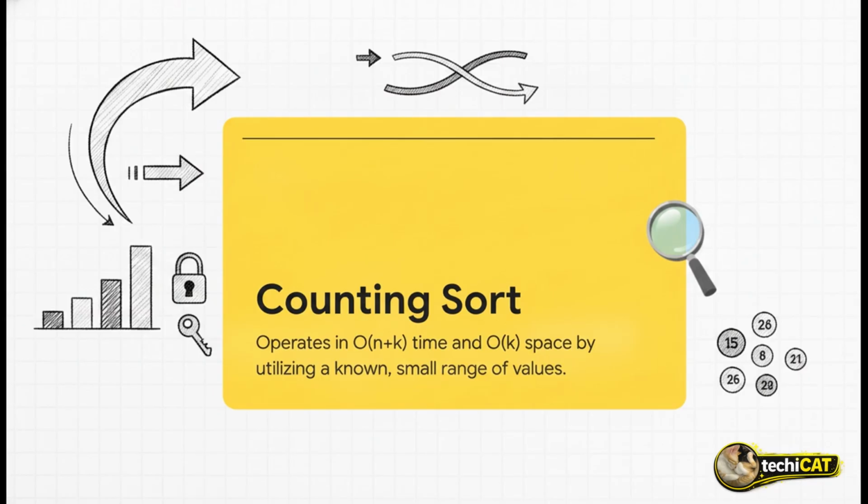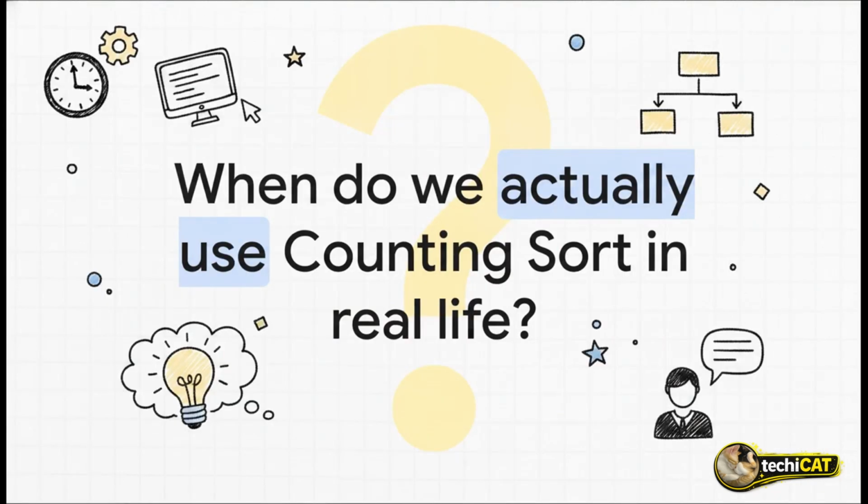But there is a catch. It can only do this under one incredibly strict condition. The range of input values, which we represent as k, must be known in advance, and it's got to be small. If the constraints are that rigid, you're probably wondering, when would I ever actually use this?